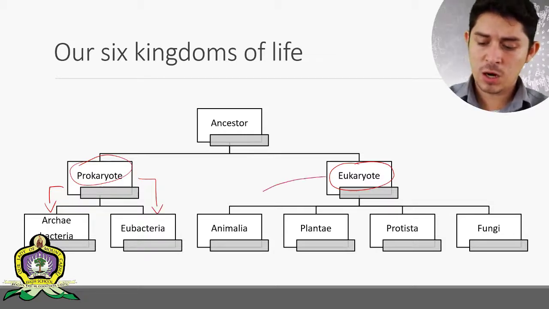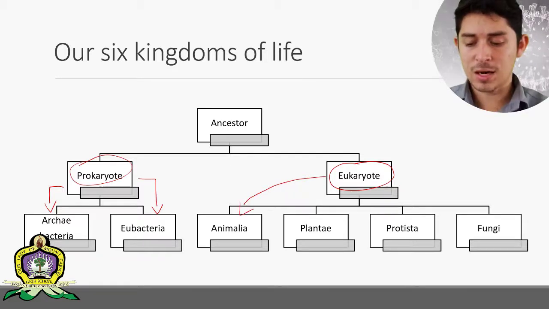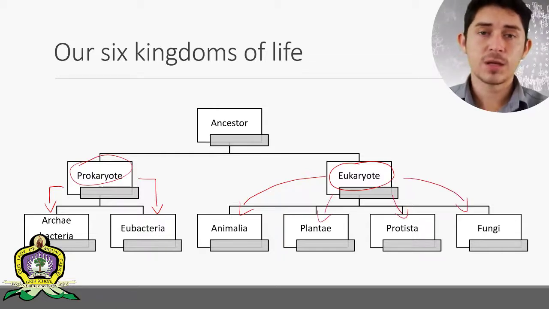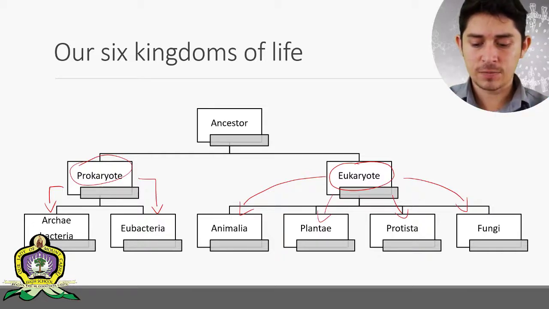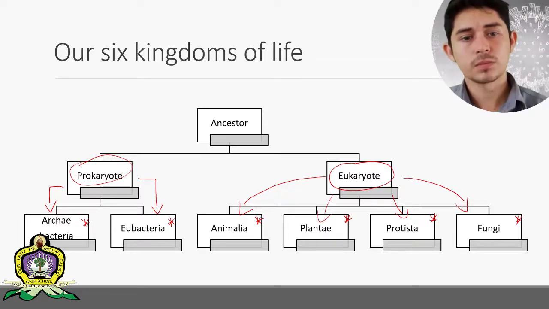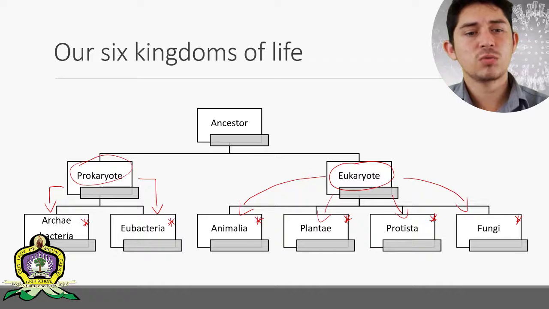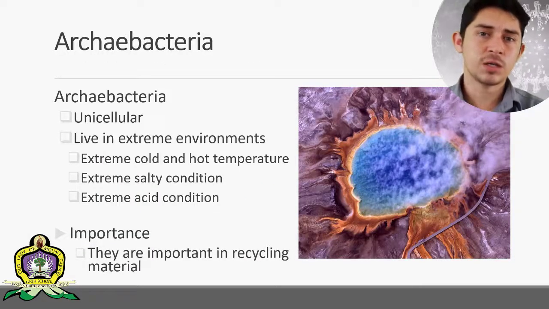So prokaryotes have archaebacteria and eubacteria, which are the two kingdoms. When we talk about eukaryotes, we are talking about animals, plants, protists, and fungi. So we will be looking at each individual group, specifically these groups. So let us start with the first kingdom of life. The first kingdom of life is archaebacteria.